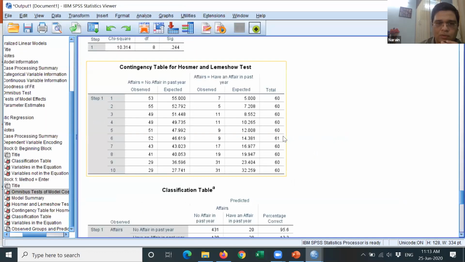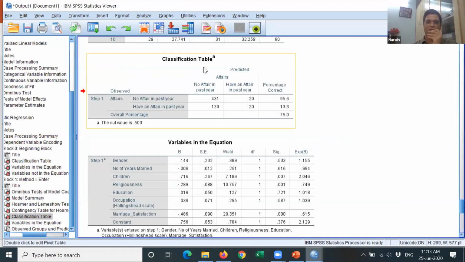So in this output, I have this classification table, which has been prepared for you. Remember, I accepted the default, which was 0.5. In the case of 0.5, the person was predicted to not have an affair and actually did not have an affair in 431 cases. 20 is where you predicted that the person has an affair, but the person was not having an affair. It's a false positive. Similarly, the person was having an affair and your model predicted not, and you have this value 130. And you have this value 20, where the person has an affair, and you also predicted that the person has an affair.